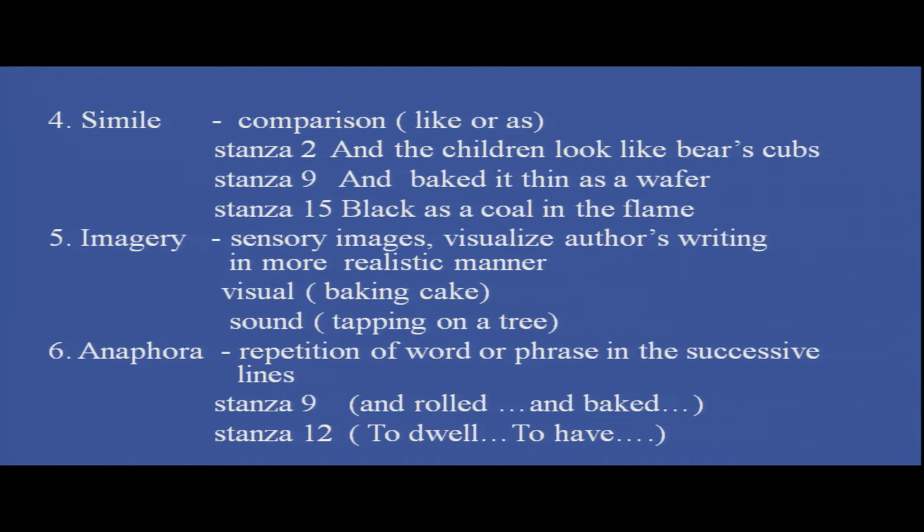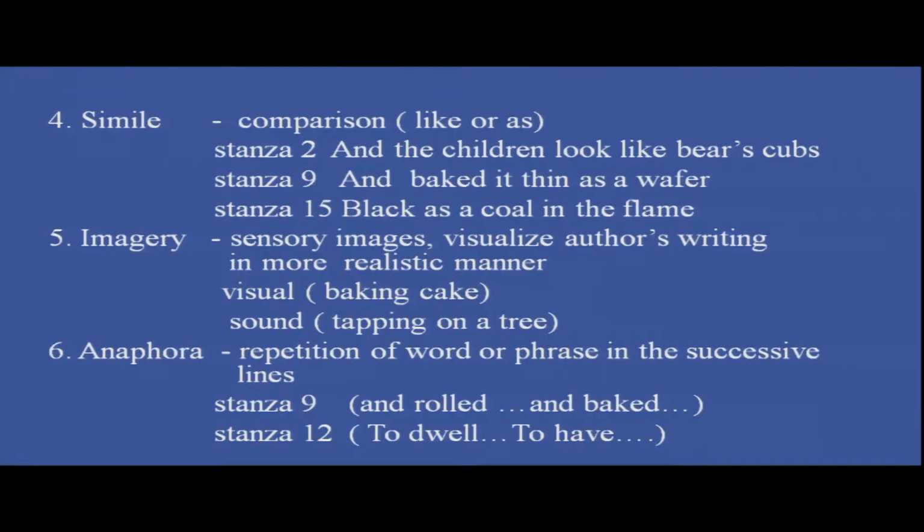It's repetition of the word or phrase in successive lines. In stanza 9, you will find "rolled in and rolled and rolled and baked." These are repeated. In stanza 12, again, you have "to dwell, to have." These are repeated. So, in the first one, "and" is repeated in stanza 9, and in stanza 12, you'll find "to" repeated here. So, this is an example of anaphora.